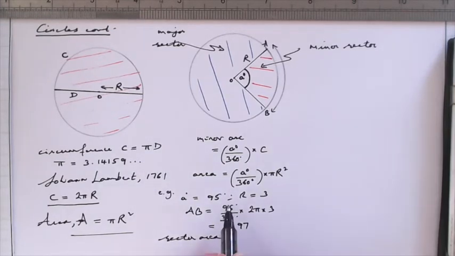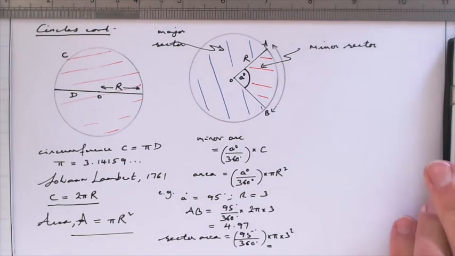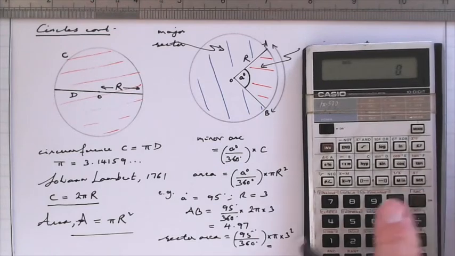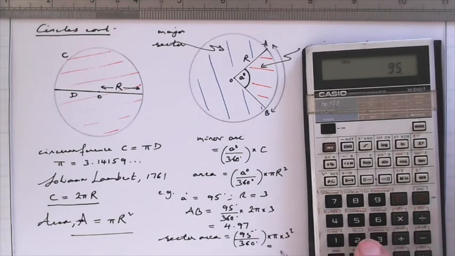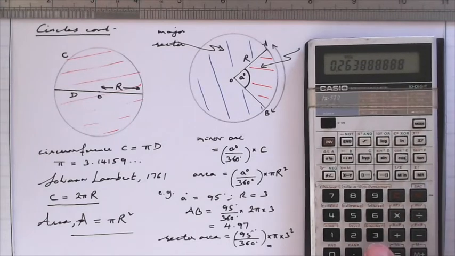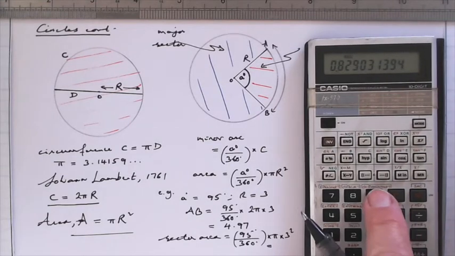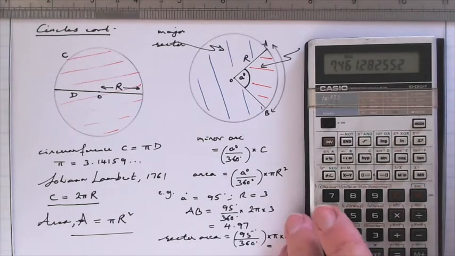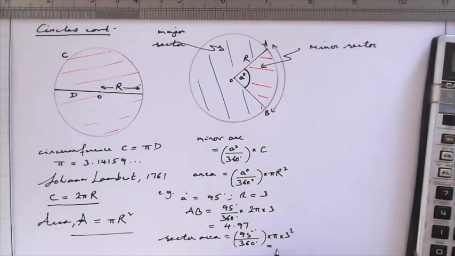And then the area of that sector would be the same fraction, 95 degrees divided by 360 degrees, but now multiplied by pi r squared, so pi times 3 squared. So again, bring the calculator to the fore. 95 degrees divided by 360 degrees, multiplied by pi, and then multiplied by 3 squared, which is 9, and we get 7.46.